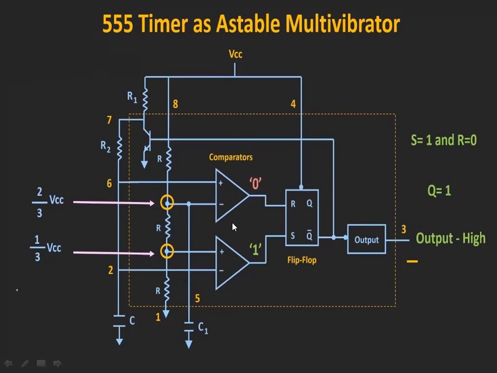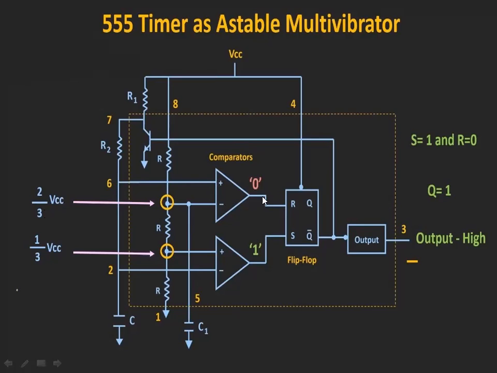Coming to the upper comparator operation, the non-inverting terminal of the upper comparator is having 0 volts, and the inverting terminal is having 2 by 3 VCC. For example, if VCC is equal to 9, then 2 by 3 of 9 is 6, so here we have 6 volts. So 6 is greater than 0. As the inverting input is greater than the non-inverting input, the output of this comparator will be 0.